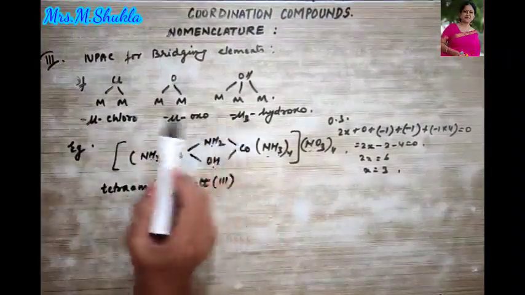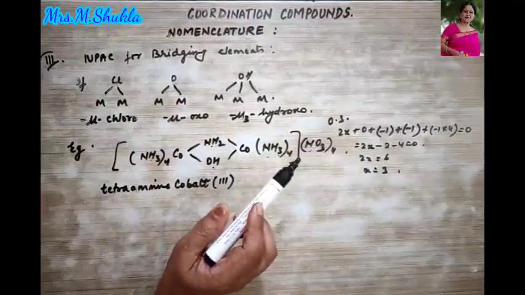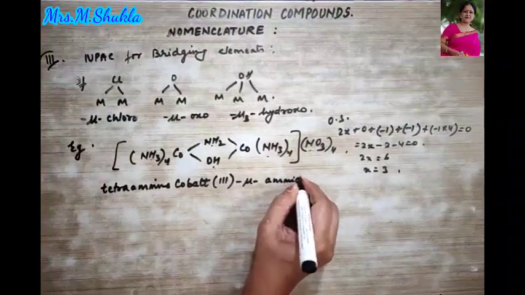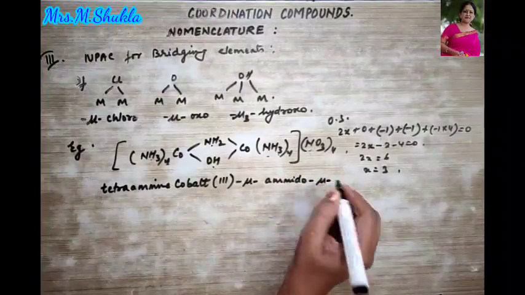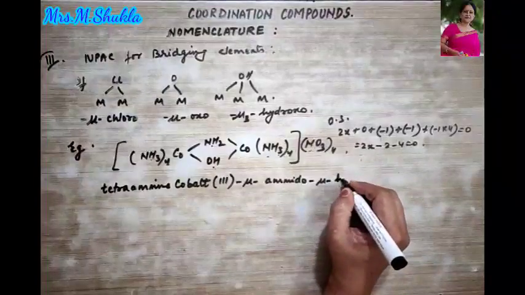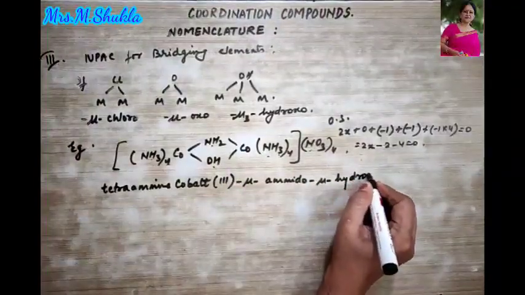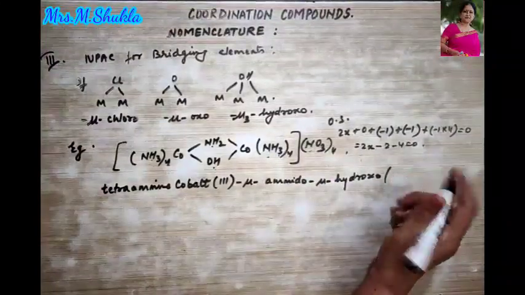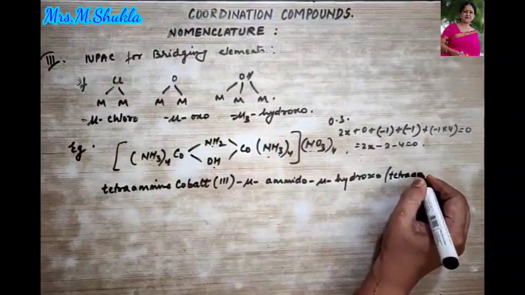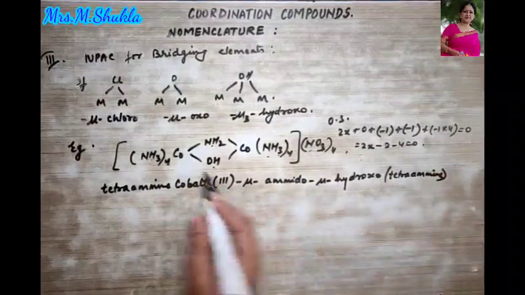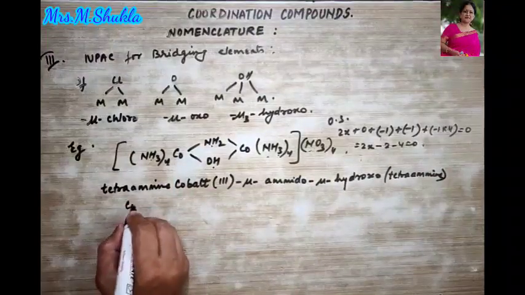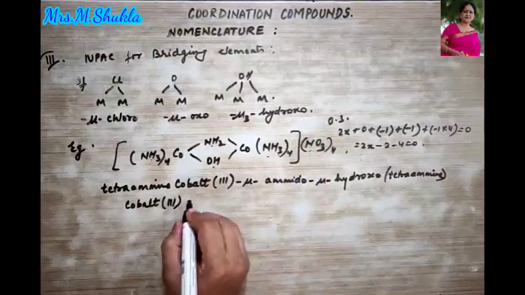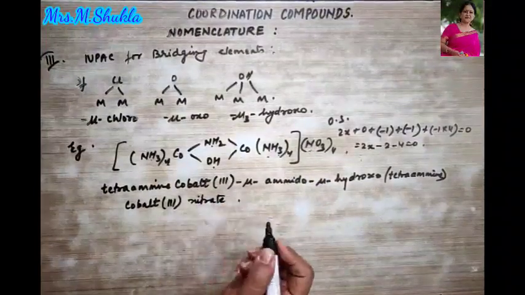Now look at this. When do we write the bridging names? When there is bridging over here. There is bridging, you can see. So next we write down mu amido, mu hydroxo. Then what do we have? Tetraammine, then we write down the name of this, cobalt 3. What is this? Nitrate. This is the name of the compound.